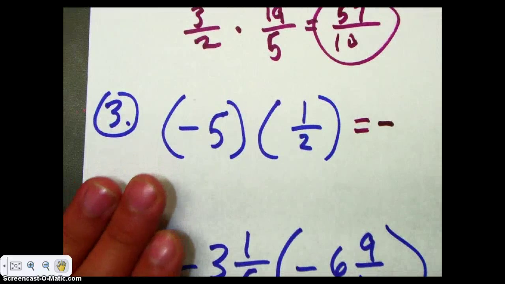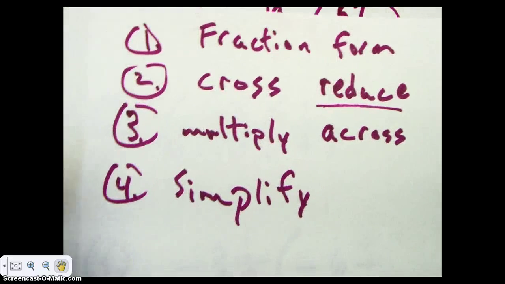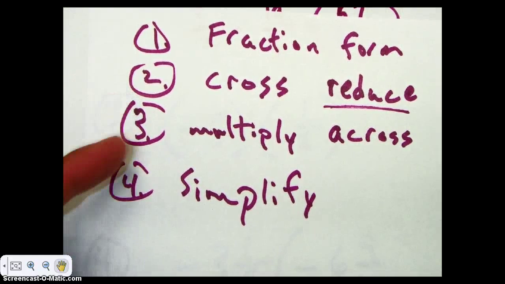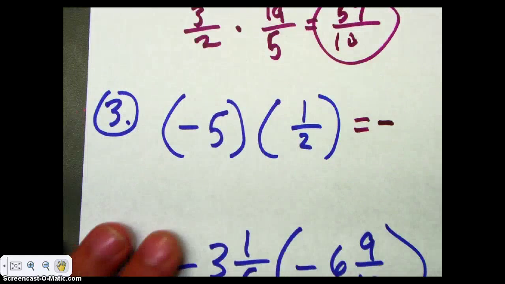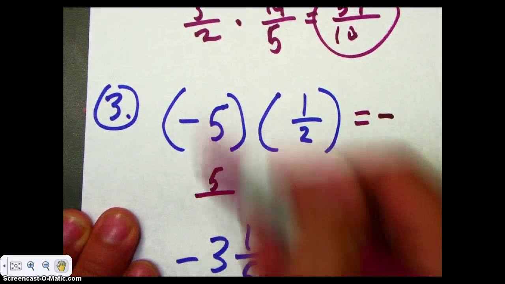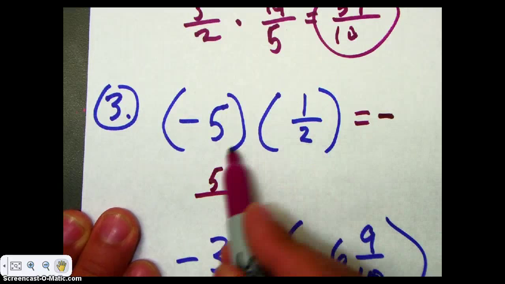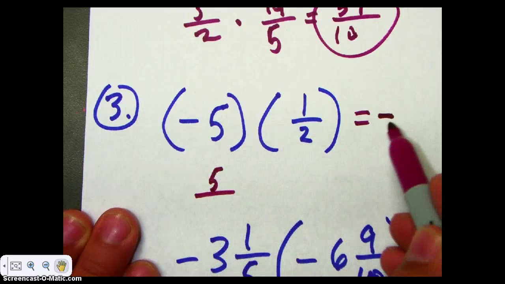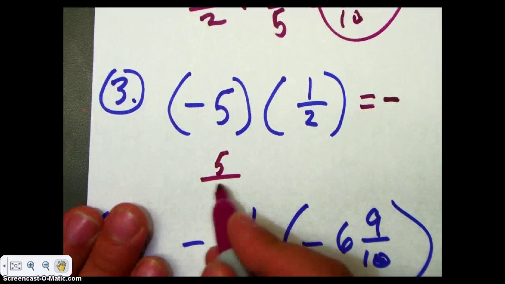And now we're going to multiply just like we did up here. The first step, just like before, fraction form. Then we're going to check to see if we can cross-reduce, multiply, then simplify. So in this case, I'm going to even copy without the negative. Since I already know the answer is negative, I'm not going to put it here. You could, but I already know the answer is negative, so that's all I need.